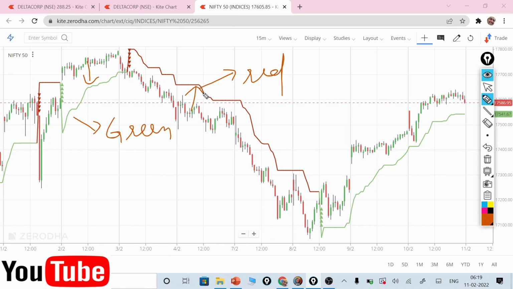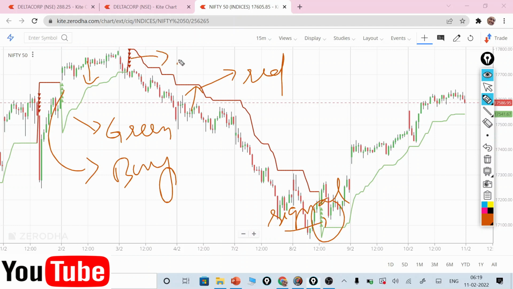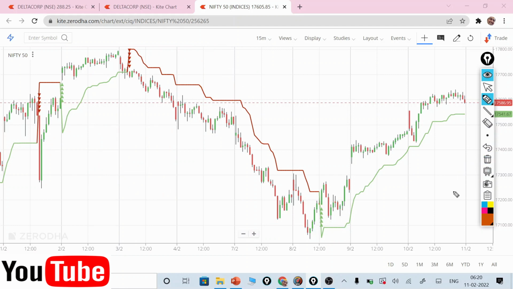Now signal. So these are the signals. See, this arrow is a signal. It's a buy signal. Here also, a buy signal. A red signal indicates sell. So it is very easy to identify Supertrend. So I'll just erase whatever I have written.